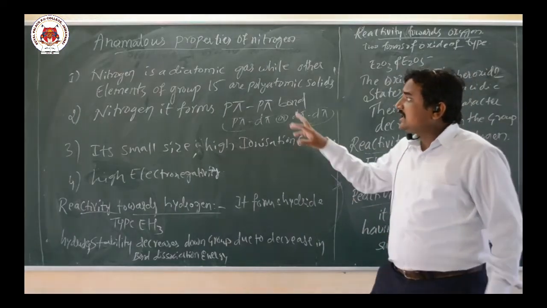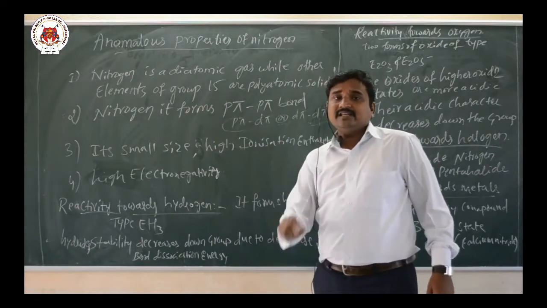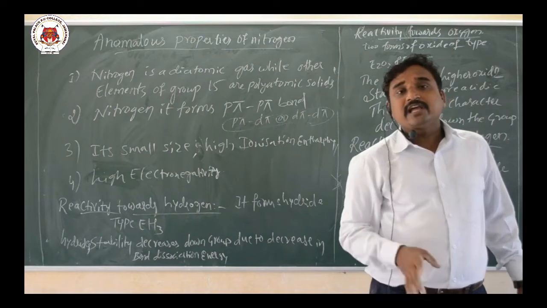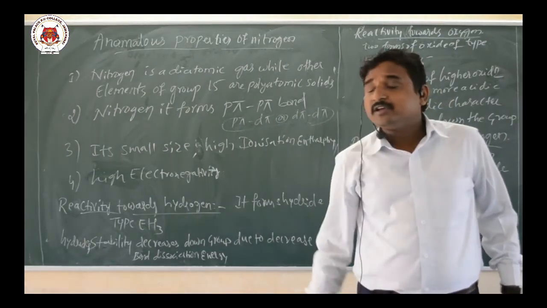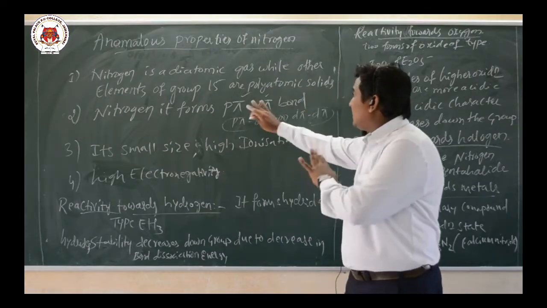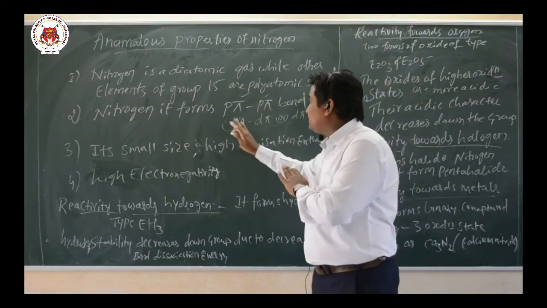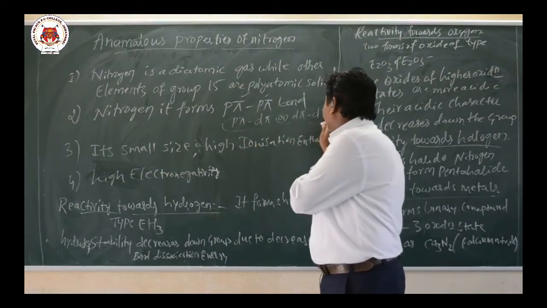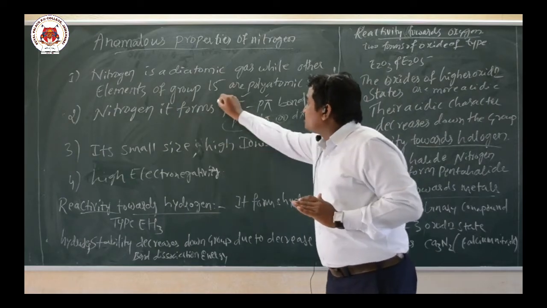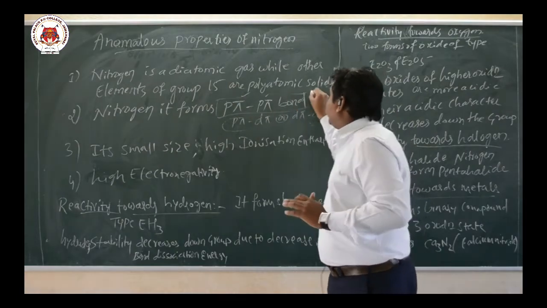Whereas in the case of the nitrogen atom there is an absence of d orbitals, for that reason nitrogen has a very unique property. It forms only a p pi bond. It cannot form p pi d pi or d pi d pi bonds, because nitrogen has no d orbital. It forms only a p pi bond.